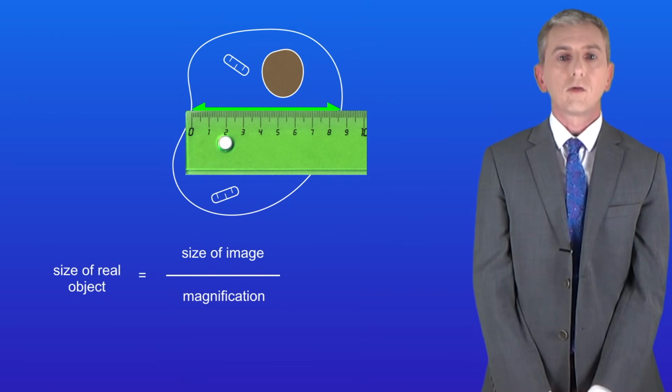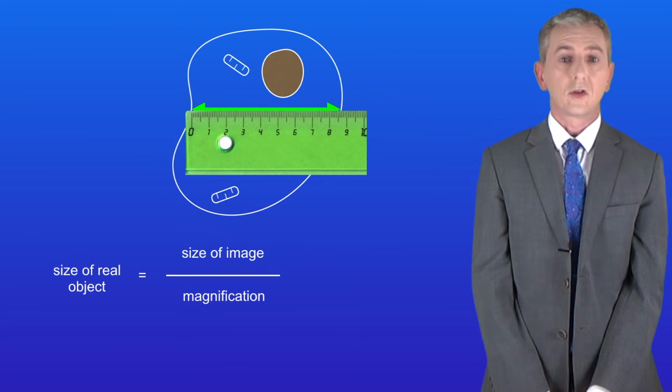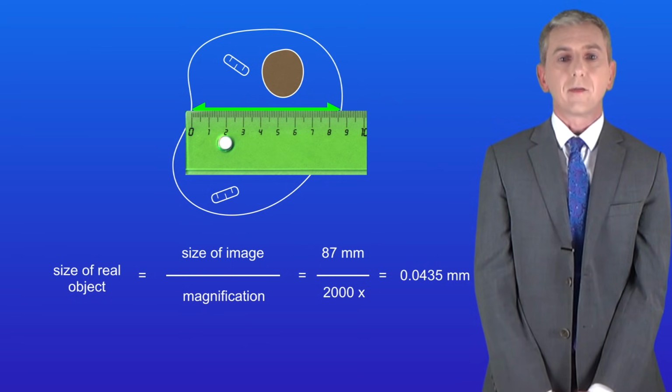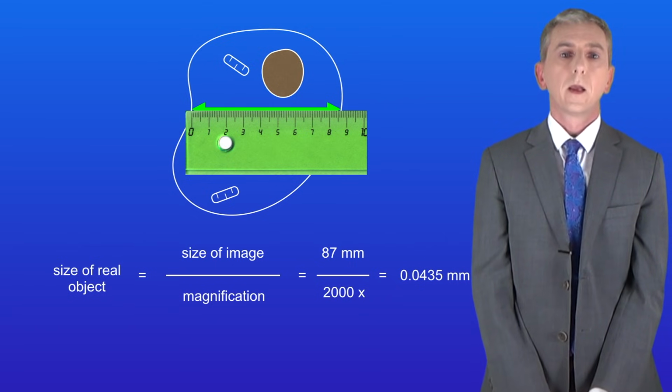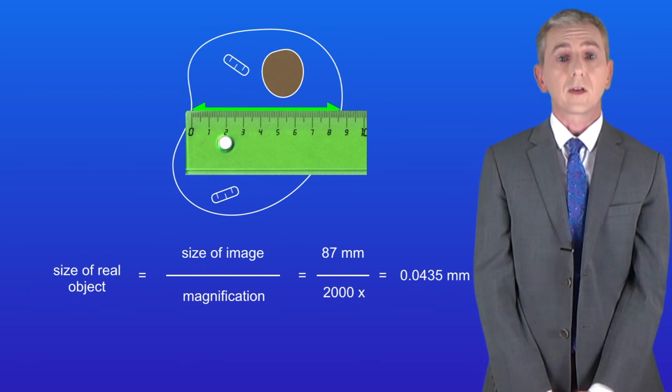Okay, so the size of the real object is the size of the image divided by the magnification. The size of the image is 87 millimeters, and the magnification is 2,000 times. Putting these numbers into the equation tells us that the size of the real cell is 0.0435 millimeters.